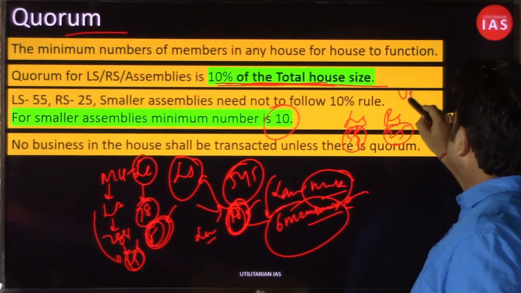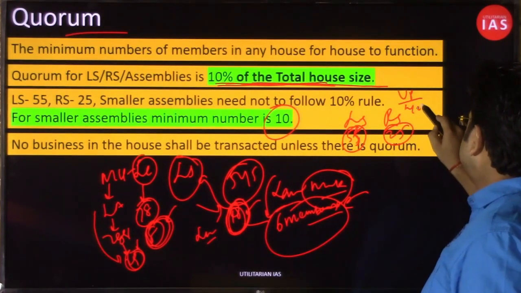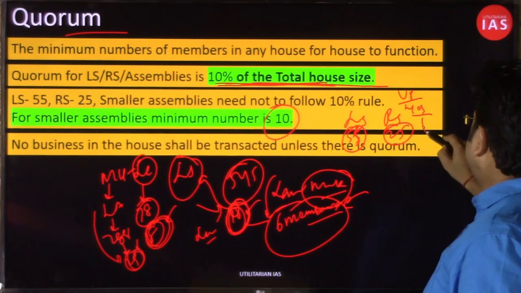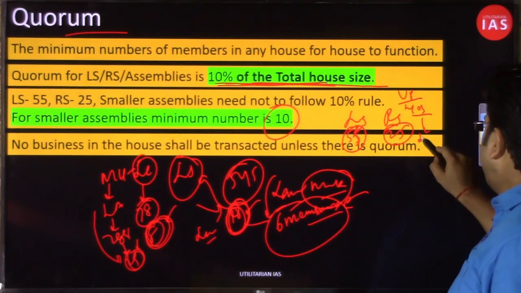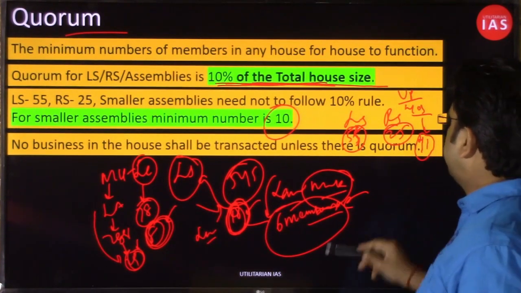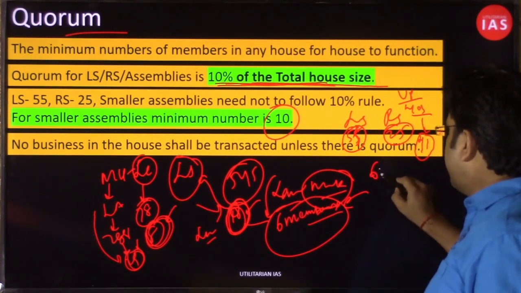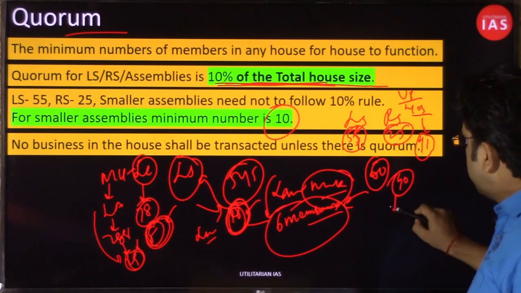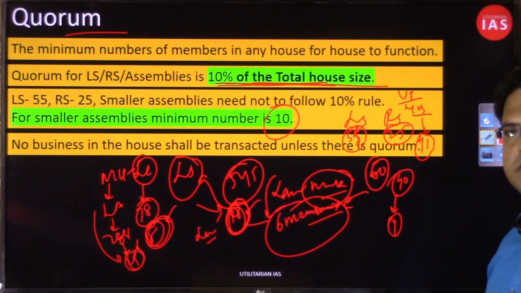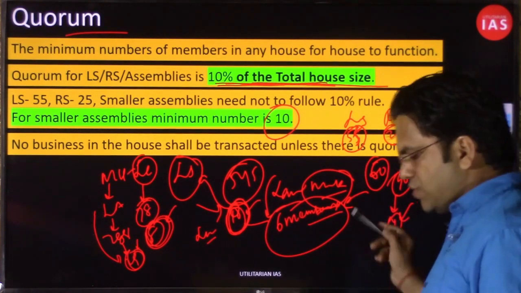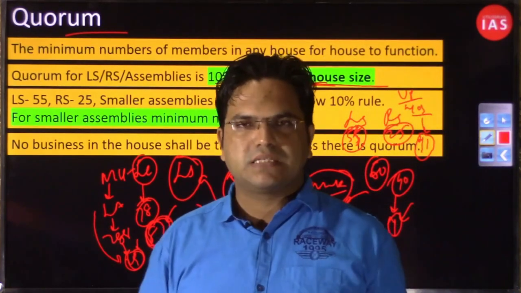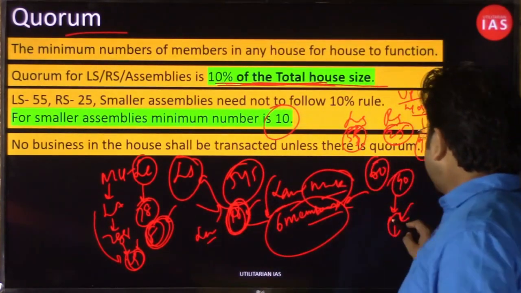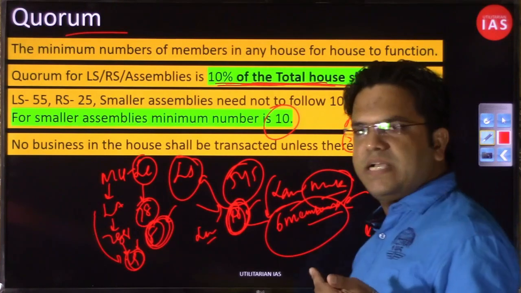As far as UP is concerned, the legislative assembly size is 403, so 10% will translate into some 41 members, so this is representative. But in the case of an assembly which has just a size of 40 or 60, 10% will translate into 4 members. With 4 members you can't expect that a law will be passed, and that law should be imposed on the whole of the state.